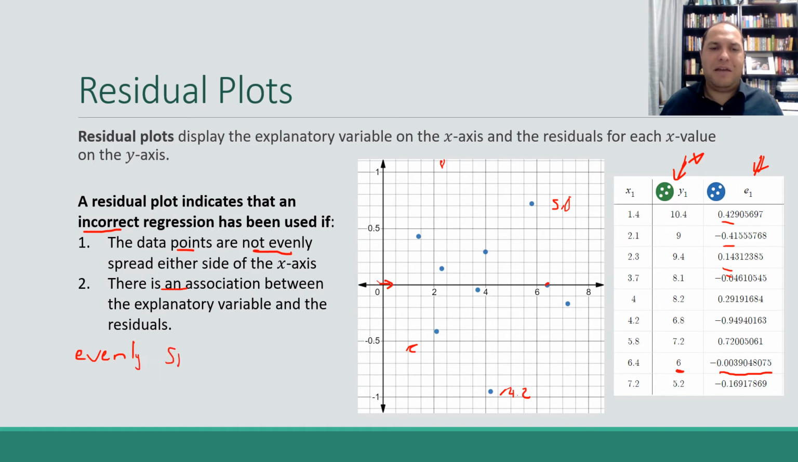So basically the key things you're looking for in a residual plot are evenly spread either side of the x-axis. So you want some positive residuals, some negative residuals, and you want them to be randomly placed. If those things are true, your regression is probably good. If those things aren't true, then you need to try some sort of different regression instead.